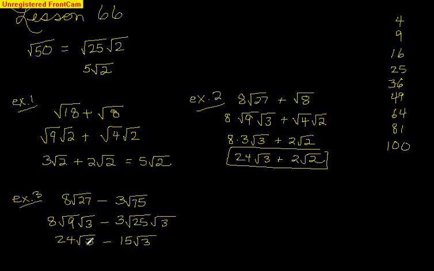So you just do these each individually. Don't forget to multiply. This would be the 8 times 3 here. Don't forget to multiply those, and if what's under the radical are the same, then you can add the numbers in front. Okay, let's move on to square roots of large numbers.